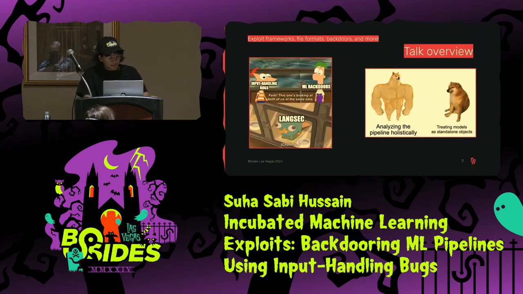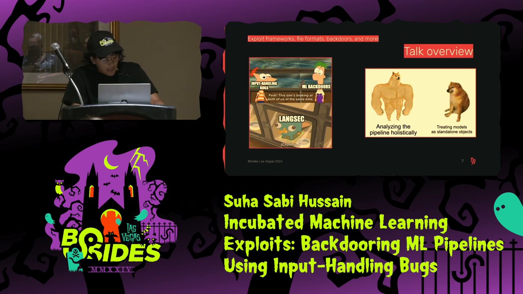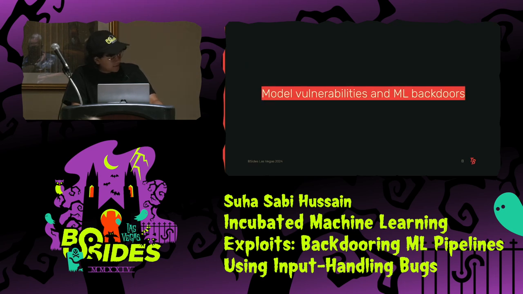So first, I'm going to tell you about this framework I've been using to bridge the gap between model and system security, because we can't continue to treat models as standalone objects. Next, I'll tell you about these input handling bugs I found in model serialization and connect them to backdoors. I'll do that by taking a page out of this subfield called LangSec, or language-theoretic security. And so effectively, I'm going to be going through a bunch of examples of incubated ML exploits and use LangSec to organize them. But first, I need to explain some stuff.